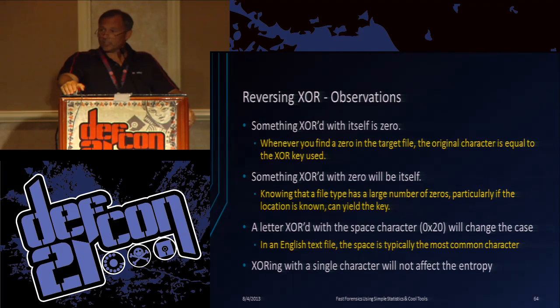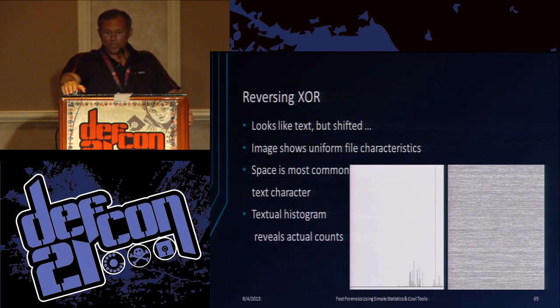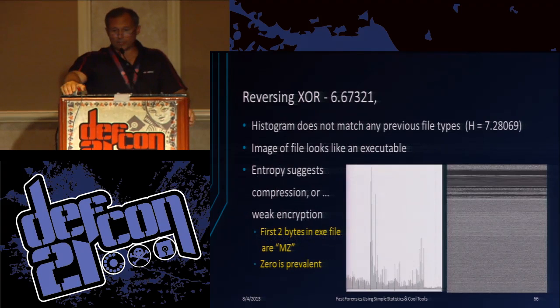XORing with a single character doesn't even change the entropy. If you just use a one-key XOR and XOR the whole thing with that same key, entropy stays the same. It just gets shifted a little bit. So here is a text file that's been XORed with some character. You get the same characteristic spikes grouped together. You get a brighter visual because now all these values are on the upper side of the bit values instead of the lower side. But it still looks like a permuted English text histogram. So that can be revealed.